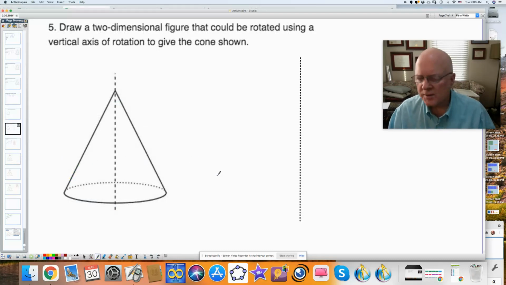We did the objects of a rotation. What two-dimensional object would this be when you rotate it? It ends up being a cone, and of course that's going to be a triangle. When you rotate a triangle around the end, it ends up rotating all the way around like this.